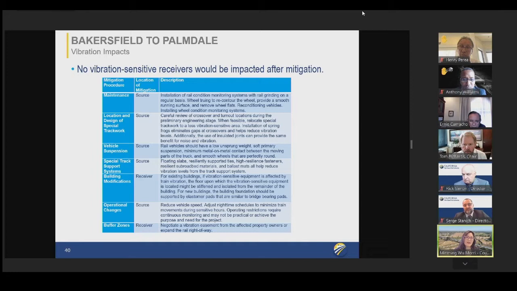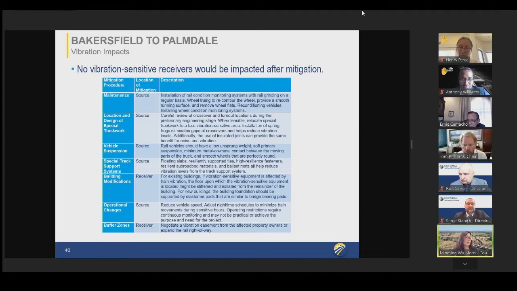These are specific, and these are the commitments and procedures that are identified in our document for mitigation commitments on vibration. Well, on that issue, if I may, Council, on page 40 of the slides under buffer zones, it says negotiate a vibration easement from the affected property owners or expand the rail right of way. What's a vibration easement? Can you just explain to me what it is that you're really going to be negotiating with the property owners?